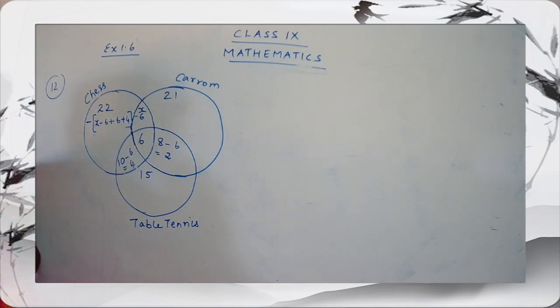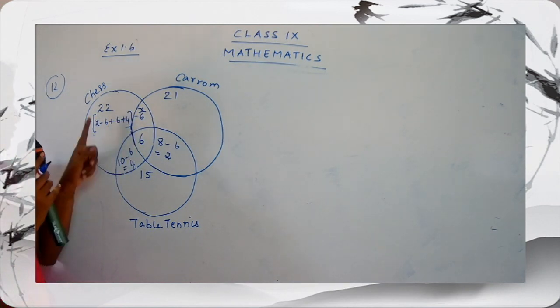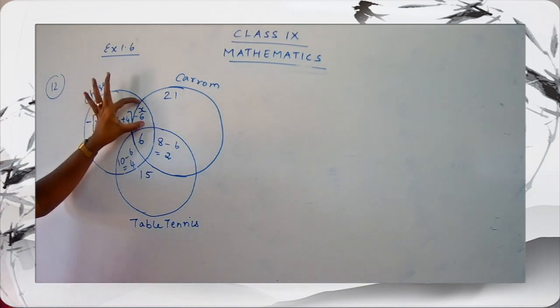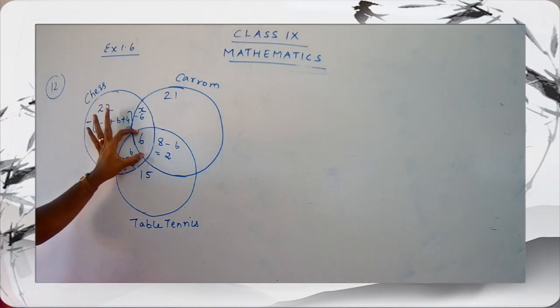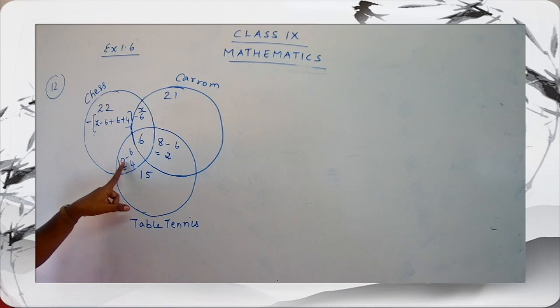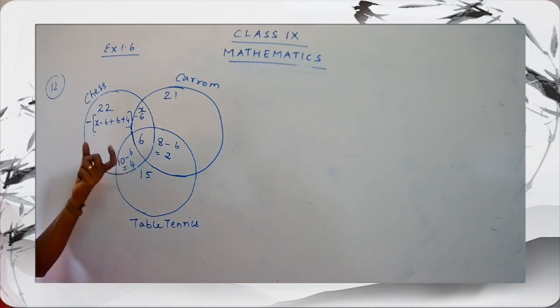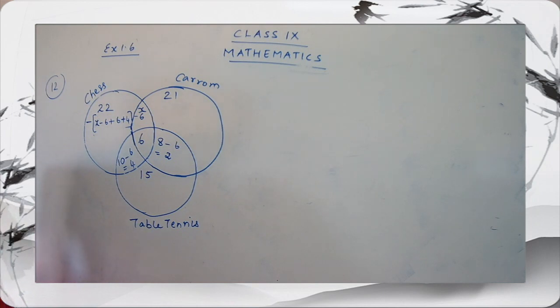Getting my point? What are you going to do? You are going to subtract x minus 6 plus 6 plus 4. Don't take the old numbers. You have to take the number where you have simplified further. So 10 minus 6 is 4. Are you clear with this step, children?